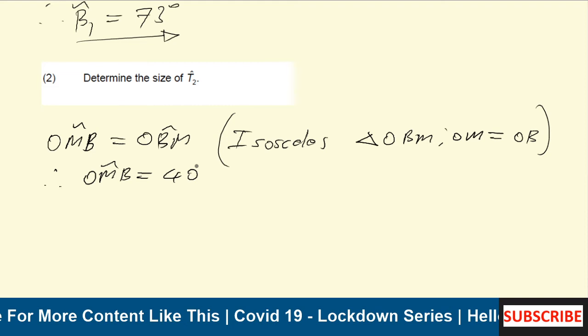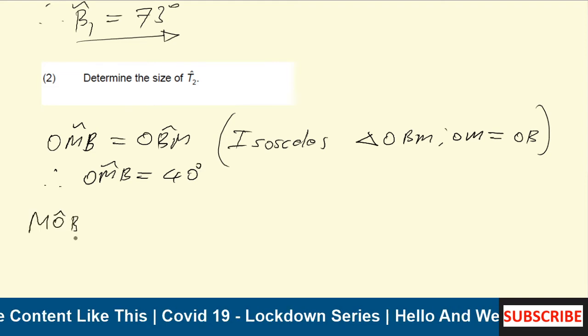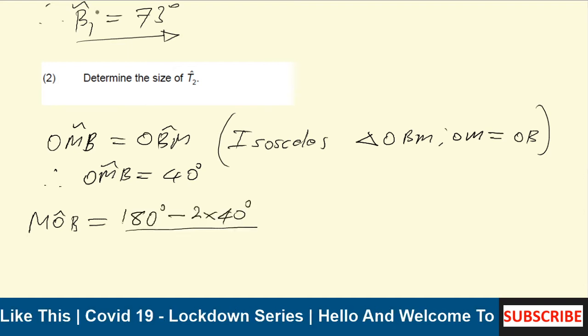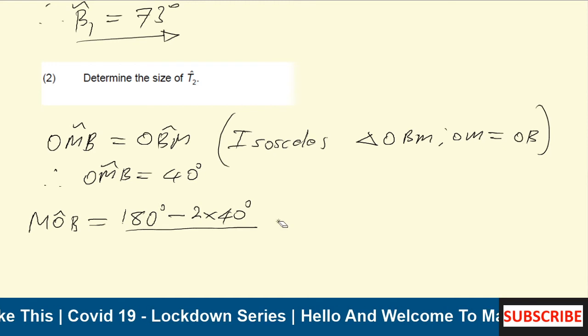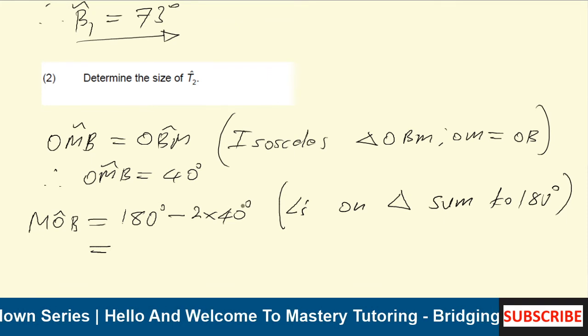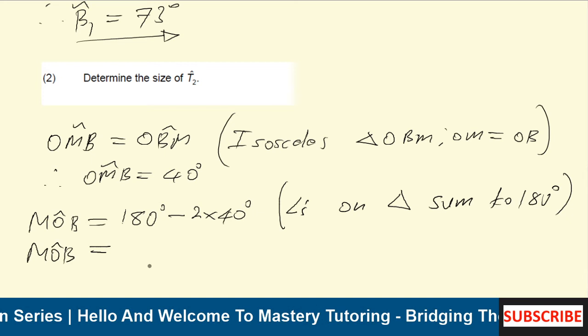So now when we go ahead and calculate MOB, it's going to be equal to 180 degrees minus 2 times 40 degrees. Excuse me, you don't have to divide by anything here, it shouldn't be over 2. But before we write the answer here, we need to give a reason. Angles of a triangle sum up to 180 degrees. So all three angles of a triangle sum up to 180 degrees. Therefore, MOB is equal to 100 degrees.